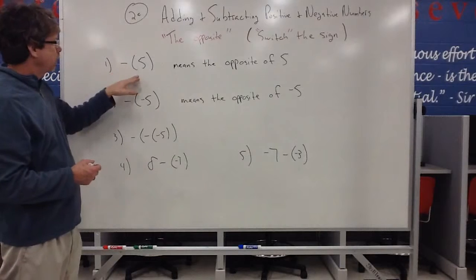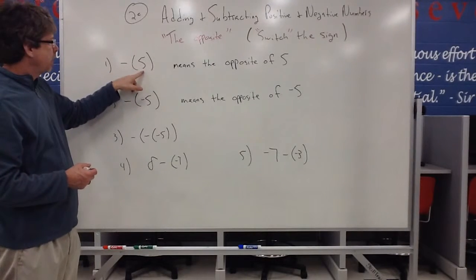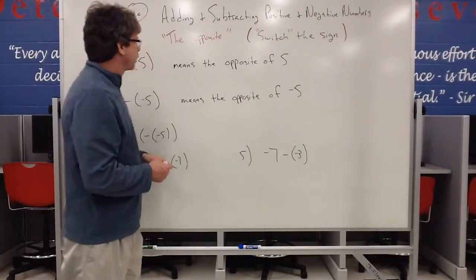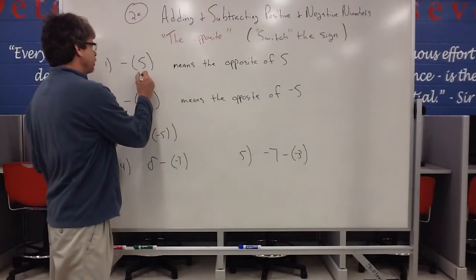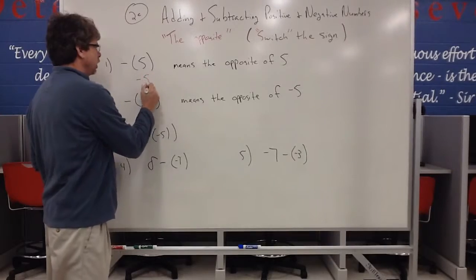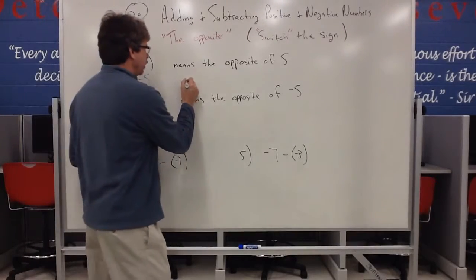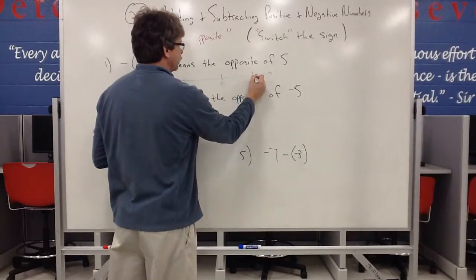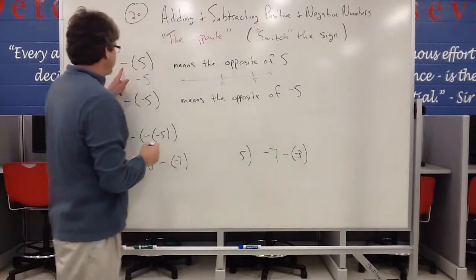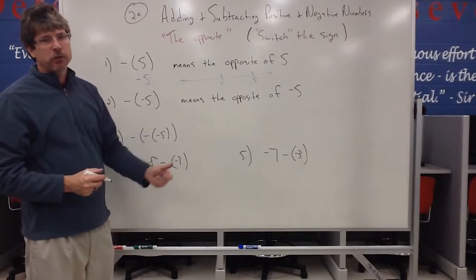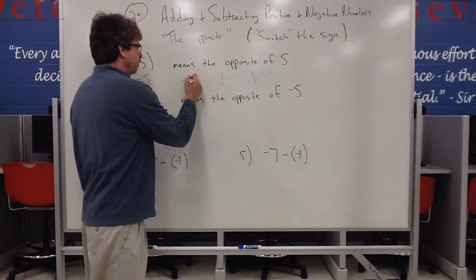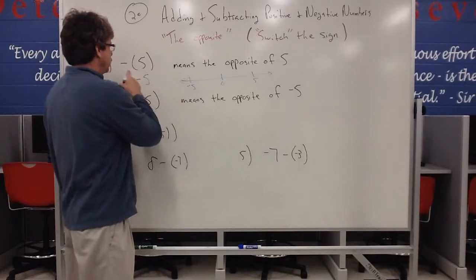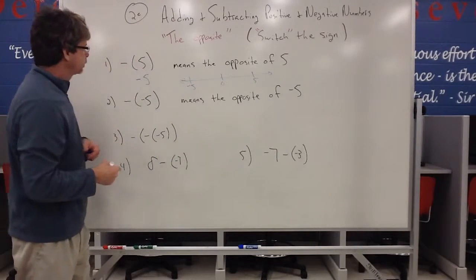So when we see this, the opposite of 5, this will actually be interpreted as a negative 5. So if I draw that out on a number line, 5 would be located here. But when I say the opposite of 5, what that says is move the opposite direction on the other side of 0, and that would be a negative 5. So this would be interpreted as a negative 5.